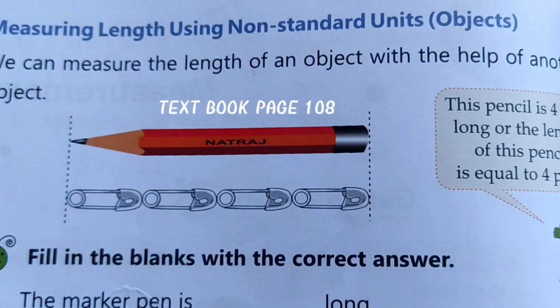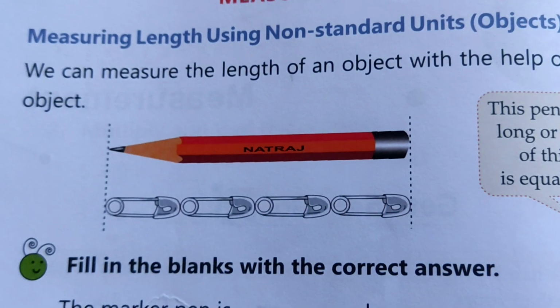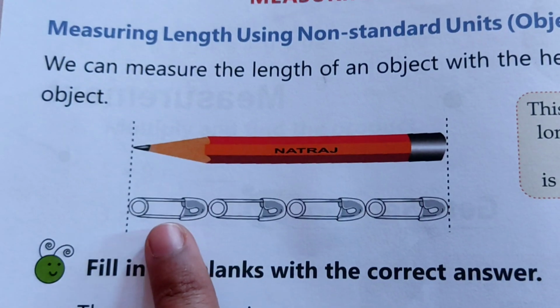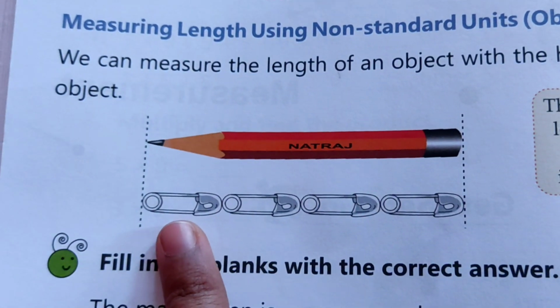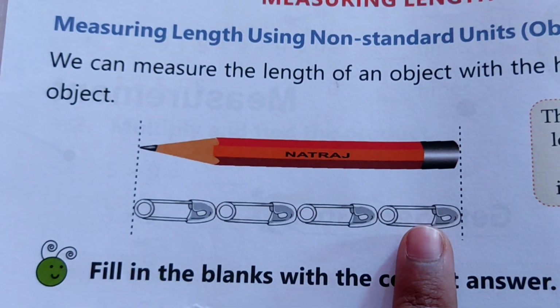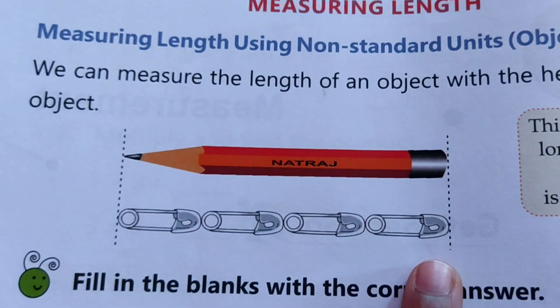In the same way, if I need to measure things like a pencil, I may use some paper clips. I will give some examples related to the length. Children, see this example. Here I am having a pencil, right? To measure the length of this pencil, I will be using pins. How many pins did I use? 1 time, 2 time, 3 time, 4 time. That is 4 pins length. The length of the pencil is 4 pins length.